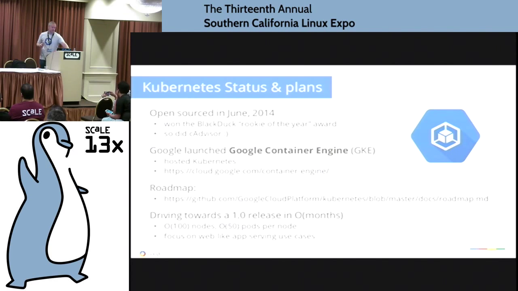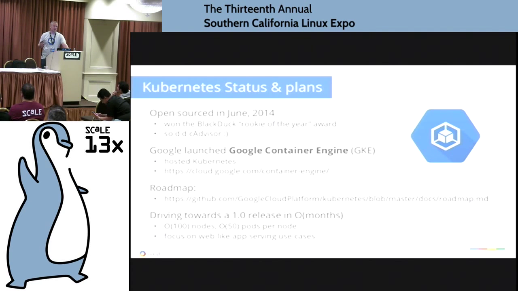So, status and plans of Kubernetes. We open sourced this less than a year ago at DockerCon 1 in 2014. In 2014, we won the Black Duck Rookie of the Year Award, which I felt great about. So did our sibling project called cAdvisor, which I'll actually talk about in a minute.